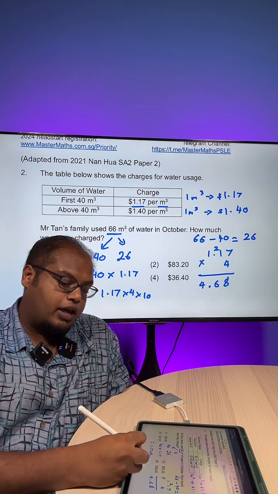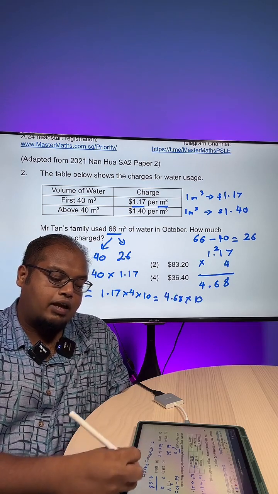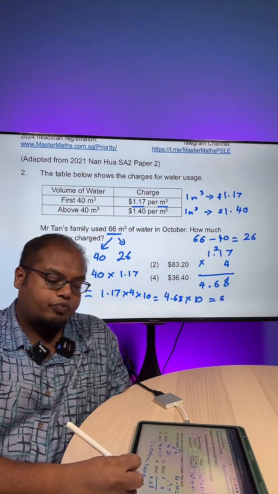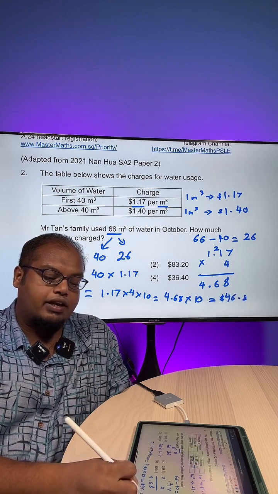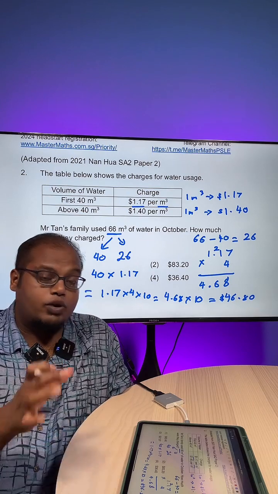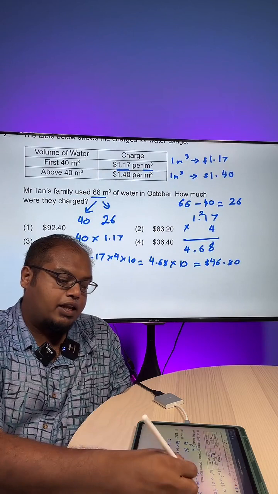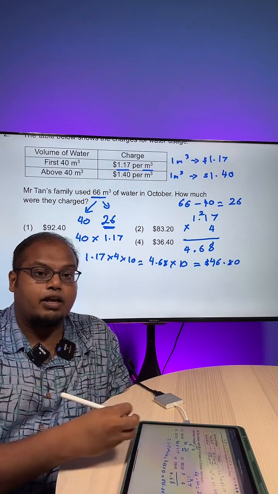So then $4.68 multiplied by 10 equals $46.80. But we are not done yet, okay? This is only for the first part only. The remaining 26 here, we haven't calculated yet.